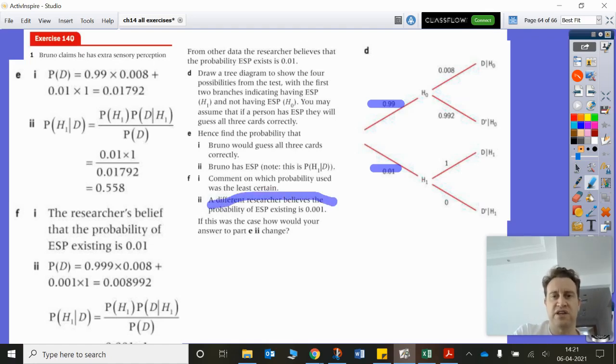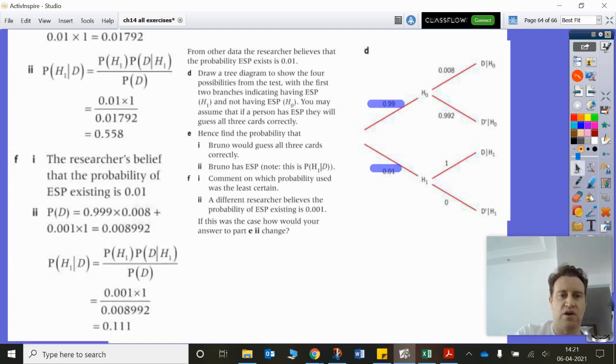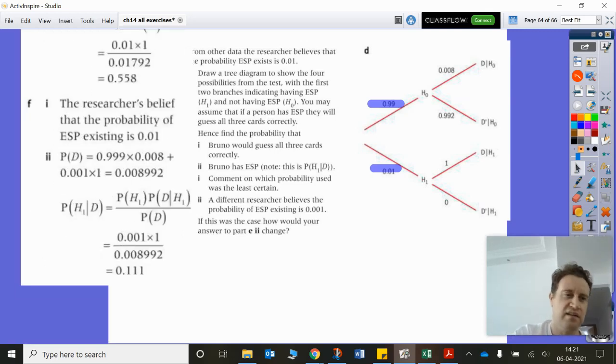Okay, and finally it says a different researcher believes that the probability of ESP existing is 1 in 1,000, not 1 in 100. And then that changes the calculation completely. And so we're getting the result of 11% there, which is drastically different to the 55%, 56%, which we got in the previous answer. It says, if this was the case, how would your answer change to part E part 2I? Well, it changes by going from 56% to 11%. There we go. I think the question is done.